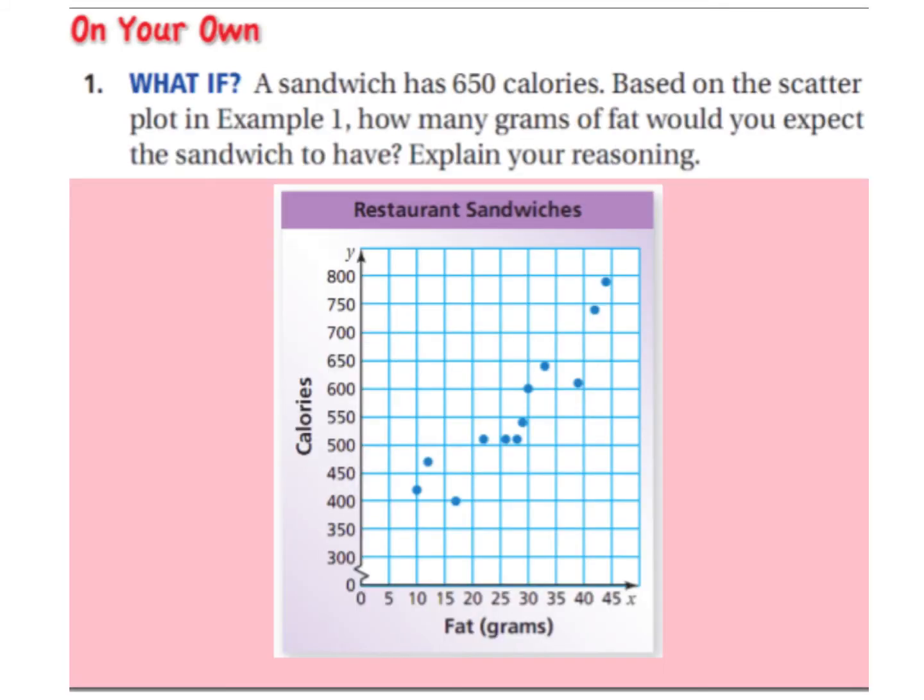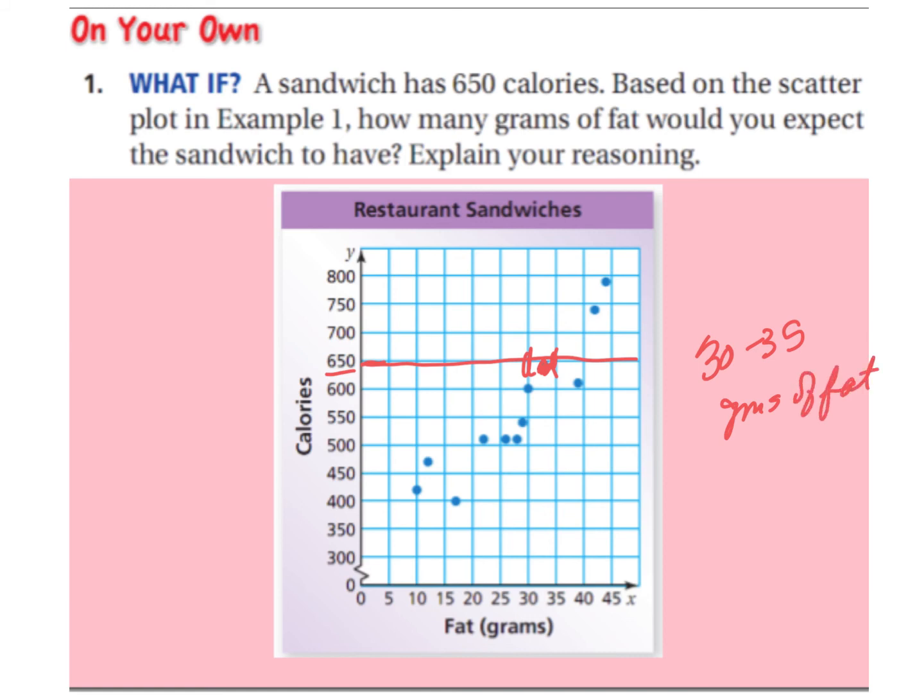So let's look at the same scatter plot. A sandwich has 650 calories. So if we look at calories and 650, we're right here. How many grams of fat would you expect the sandwich to have? So if you go over, where does it generally hit? It goes right around here. So to me, it would have 30 to 35 grams of fat. That would be a good estimate.